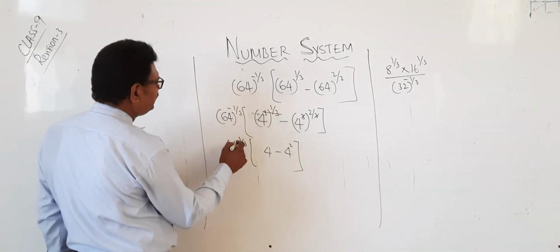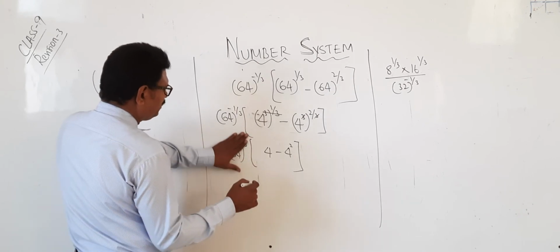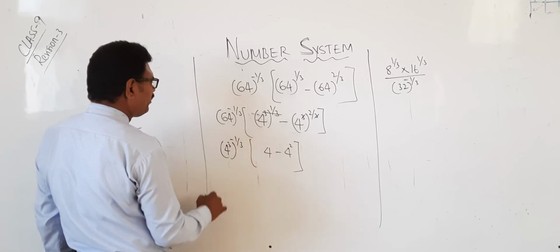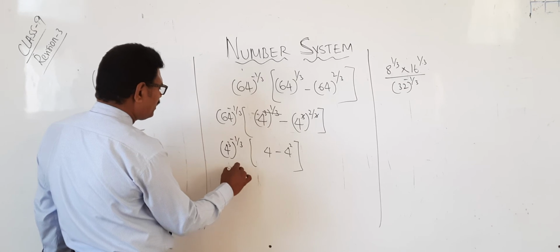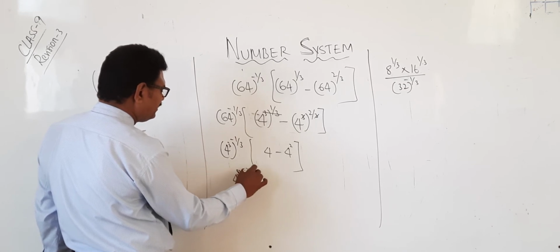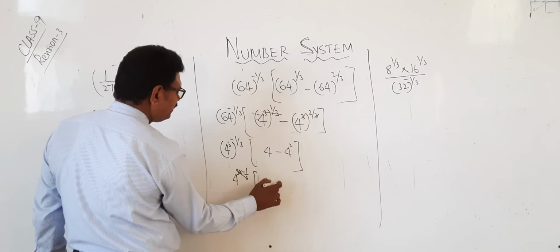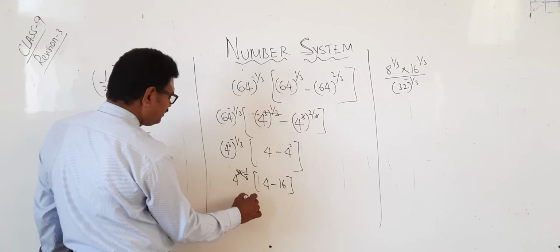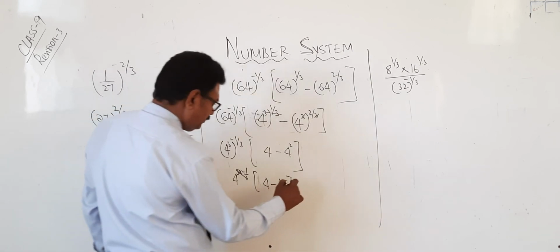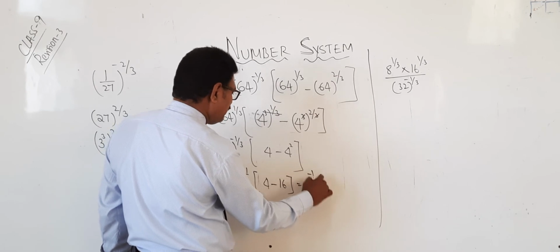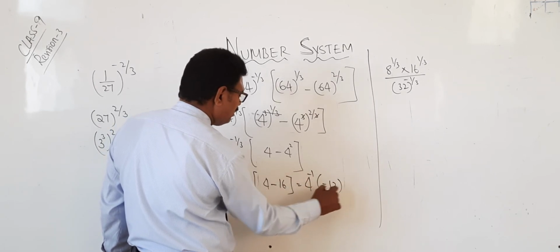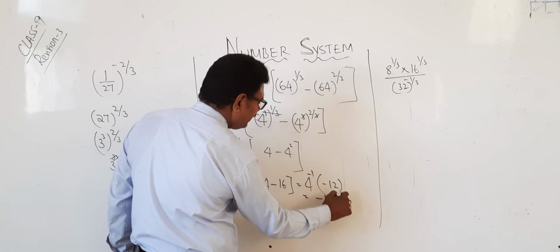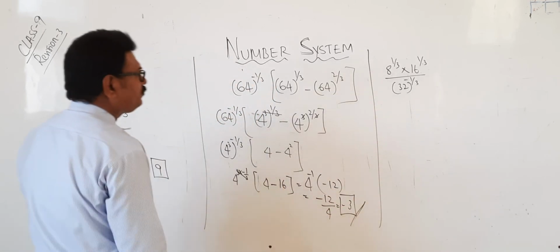Otherwise you can write like this: 64 means 4 cube, whole to the power of minus 1 by 3. Therefore 4 cube into minus 1 by 3 cancel. 4 minus 8, 4 square is 16. Now it is nothing but minus 4 to the power of, is equals to 4 to the power of minus 1 into minus 12. So minus 12 divided by 4 is equals to minus 3 is the answer. Okay?